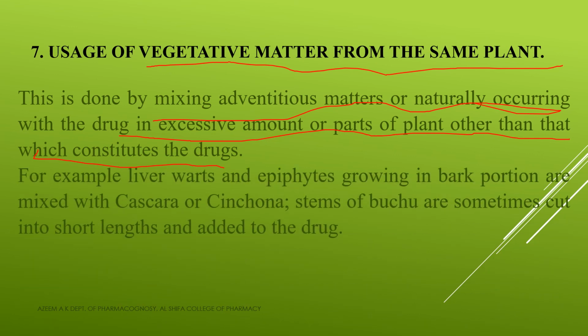Clear? Here the common example is that liverworts and epiphytes growing in the bark portion can be mixed with cascara and cinchona. Cascara bark as well as cinchona bark have high medicinal value. In fact, cinchona is used as an anti-malarial drug. In order to increase the weight of the cinchona bark, if you add liverworts as well as epiphytes, some fungus or some parasites growing on the bark portion of cinchona, that comes under this type of adulteration.